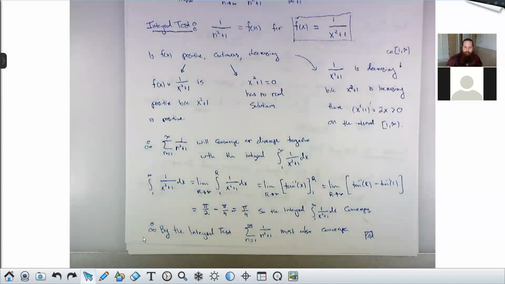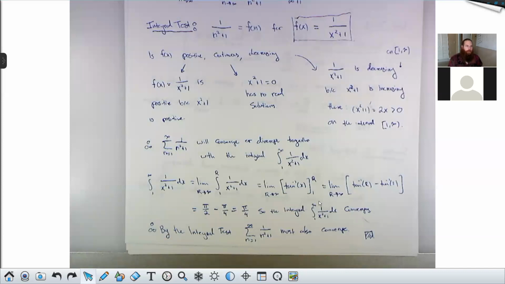A common question at this stage is, well, are these equal? In other words, I know that the integral converges to the value pi over 4. Does that mean that the series converges to pi over 4? And the answer to that is no. So the integral and the series do not have the same value.